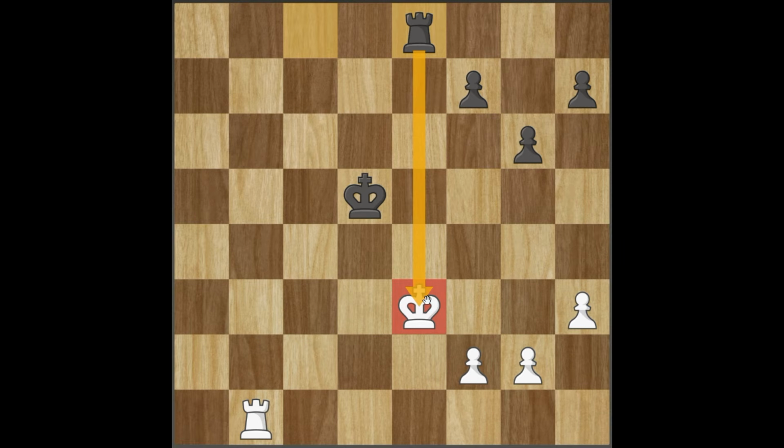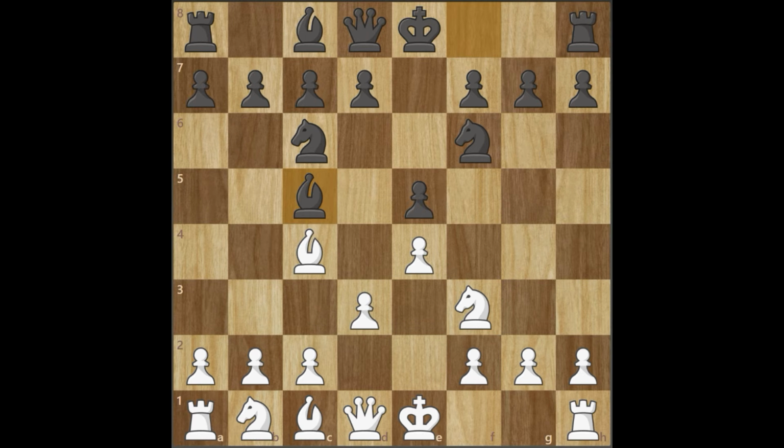In other circumstances, it could be that the piece which is giving check could be taken, or the check could be blocked by another piece. But in this circumstance, white is unable to do either of those two things, and therefore he's forced to move the king. So in this position, white decides to move his king to the f3 square in order to escape the check of the black rook.